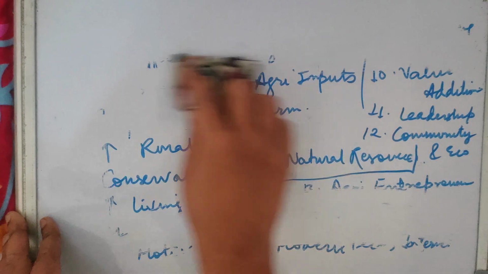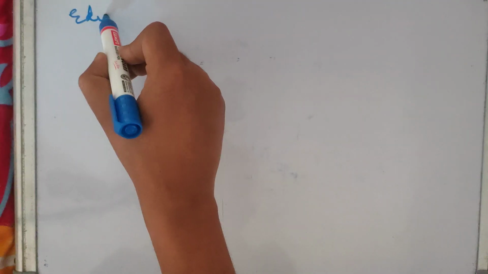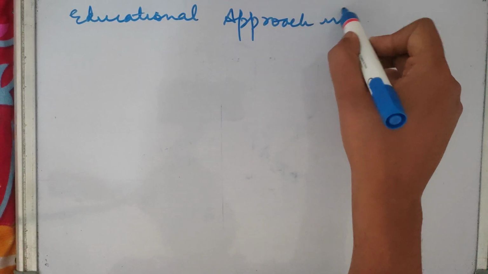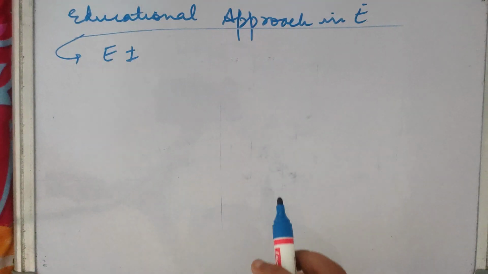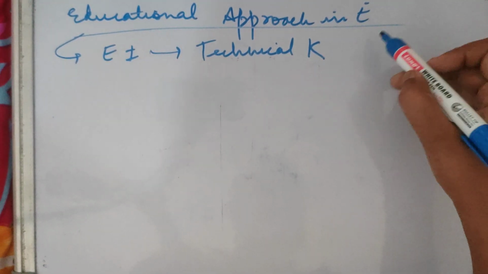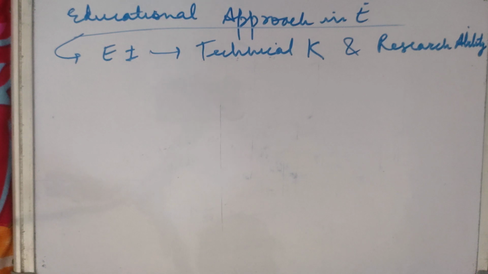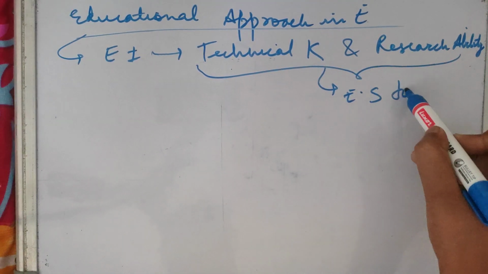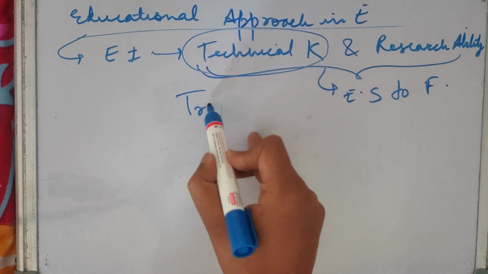Now moving on to the next topic of this session, that is educational approach in extension. Here it uses educational institutions which have technical knowledge and some research ability to provide extension services to farmers or rural people. So it mainly focuses on building technical knowledge among farmers and emphasis on transfer of technology.